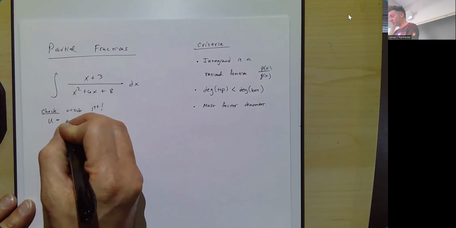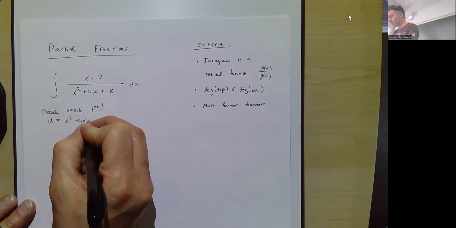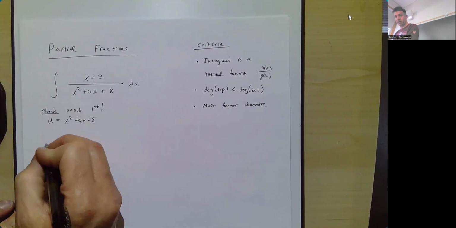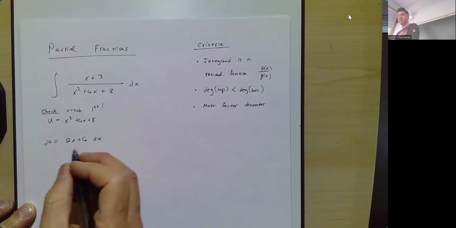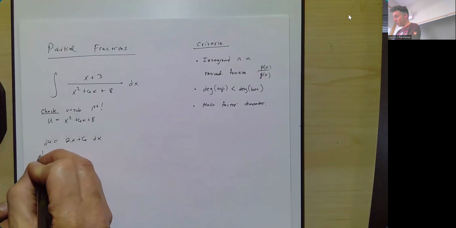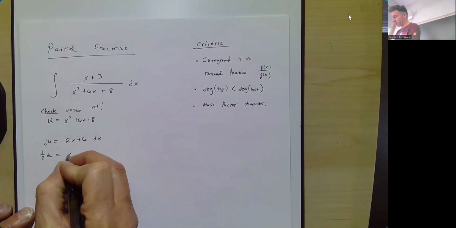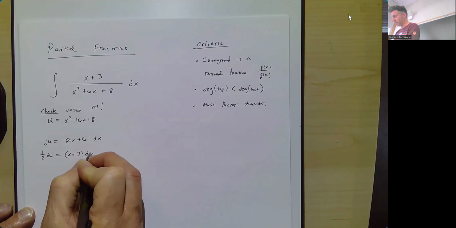If I let u equal the denominator, x squared plus 6x plus 8, my du is going to be 2x plus 6 dx. And then dividing both sides by 2, 1/2 du is equal to x plus 3 dx. And I exactly have that.